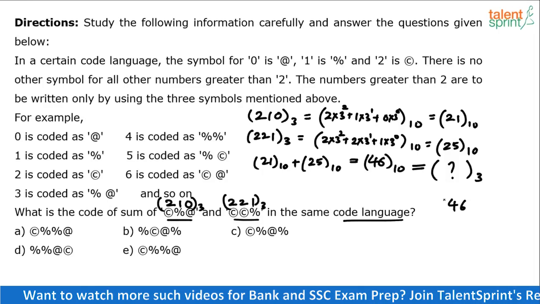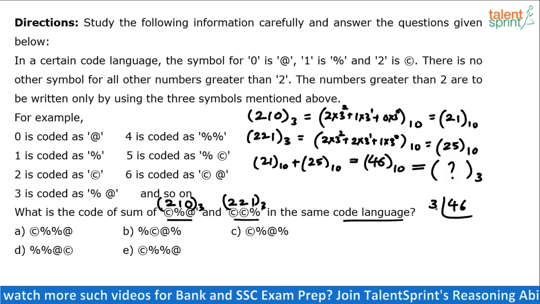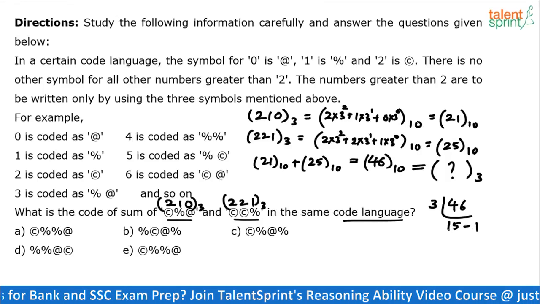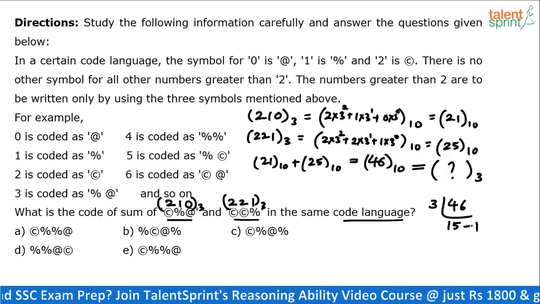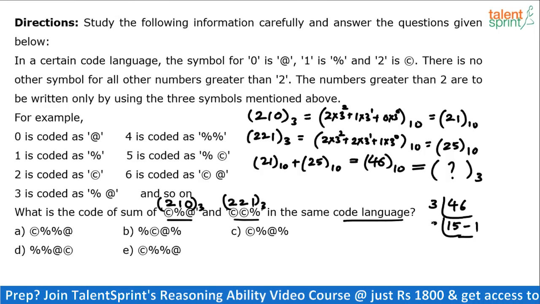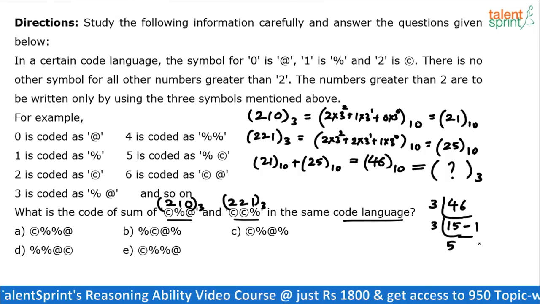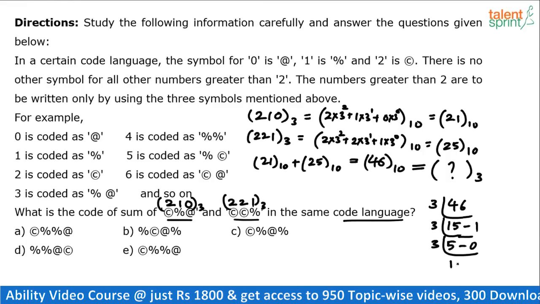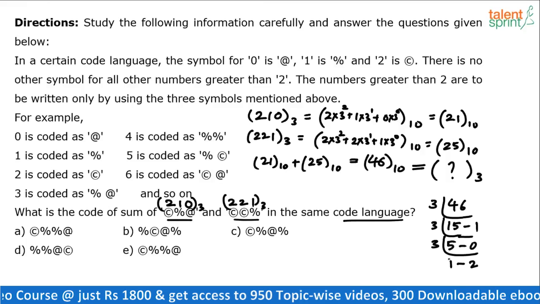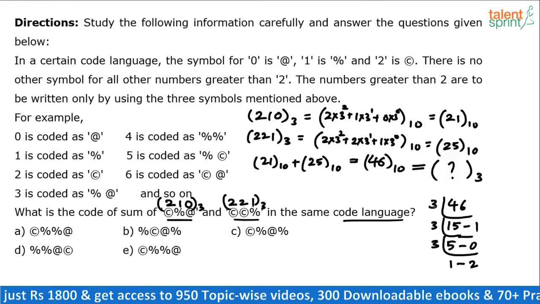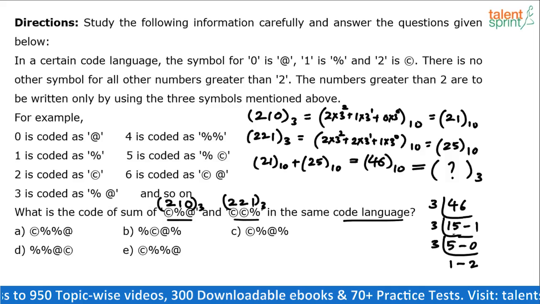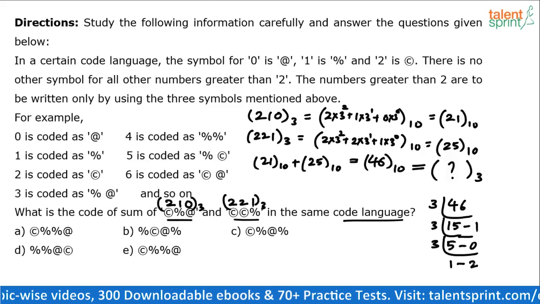So divide 46 by 3. What happens? It goes 15 times. What is the remainder? 1. Write that remainder. 3 into 15 is 45, remainder is 1. Now divide this further by 3. 3 goes 5 times here, right? What's the remainder? 0. Divide 5 by 3, what happens? It goes 1 time, the remainder is 2. You understand? 3 goes 15 times in 46 with a remainder of 1. 3 goes 5 times in 15 with a remainder of 0. 3 goes 1 time in 5 with a remainder of 2.